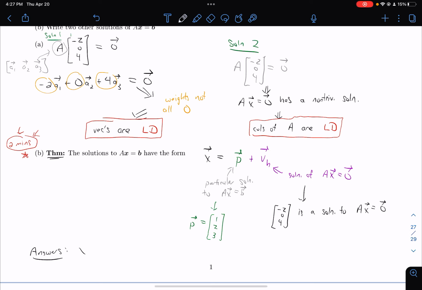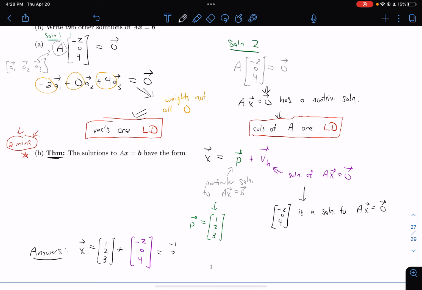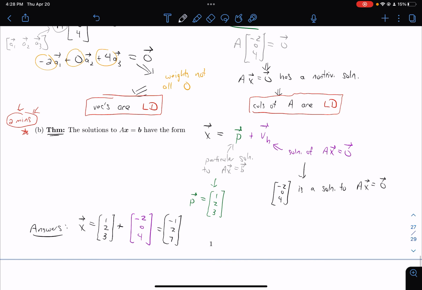My solutions to Ax equals b will look like p plus something. So p is (1, 2, 3) plus, and then I have to be adding a solution of Ax equals 0 to it. I know one solution to Ax equals 0. I could take the vector (-2, 0, 4) and add these together, and I'll get (-1, 2, 7). Nice, so we got 1 new solution to Ax equals b. Here's one answer, let me box this. But the problem said let's get 2, so I need another answer.